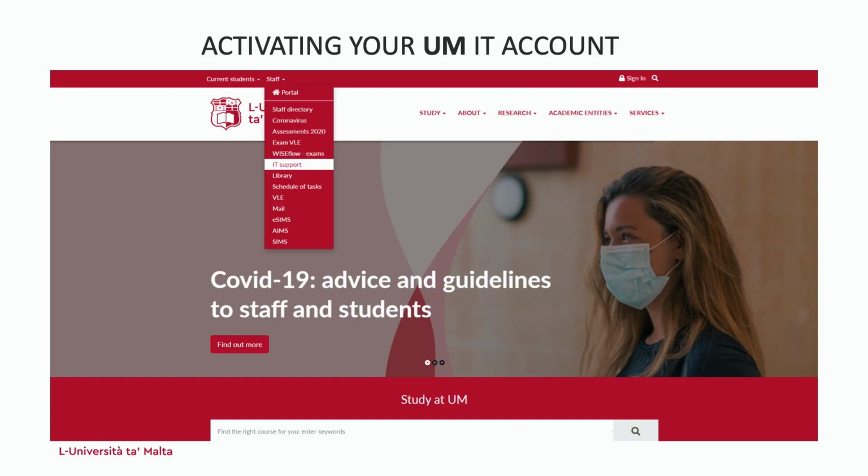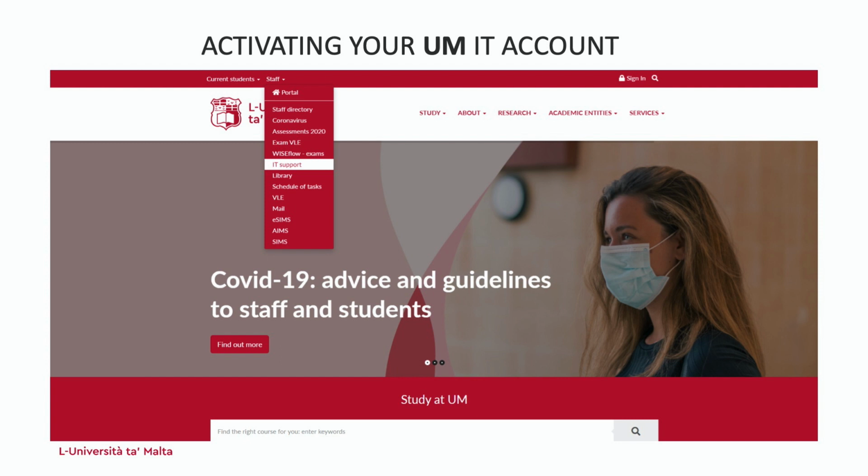The first thing that I would like you to do is to activate your University IT account. Many of you have already done it, but there are quite a number of new students who still have to activate their IT account. The university provides this account free of charge, and all the university's notices, emails, and any notifications that we need to send you will be sent on this university account.